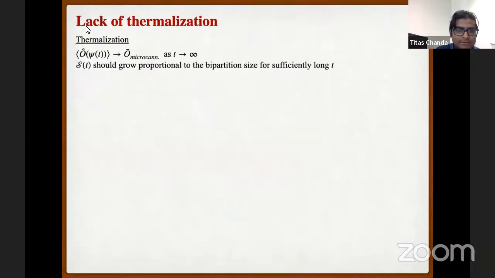And so this is my last section, that is the lack of thermalization. Let's get a little bit technical. By thermalization, we mean that the expectation values of local operators will tend to the thermal value as t tends to infinity. And in those cases, entanglement entropy should grow proportional to the bipartition size for sufficiently long time.